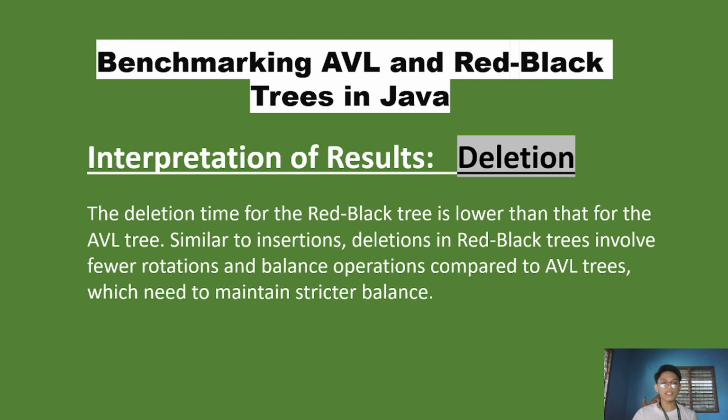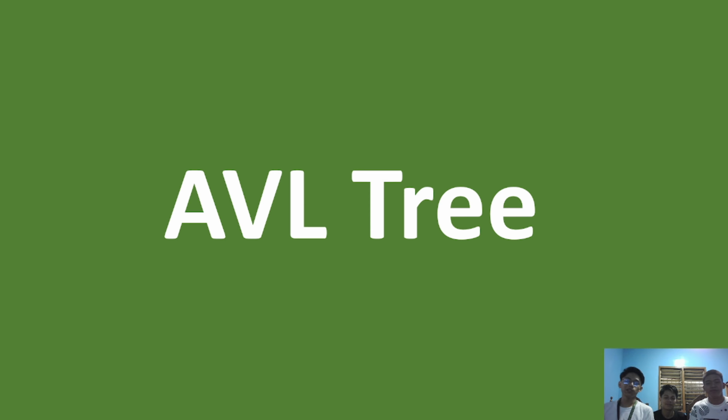The deletion time for the red-black tree is lower than the AVL tree because, similar to insertions, deletions in red-black trees involve fewer rotations, while as we knew, AVL trees need to maintain a stricter balance. So based on those results, we can see that in terms of search time, it is better to use AVL trees, while in terms of insertion and deletion, it is better to use red-black trees. And that concludes our video presentation about the AVL tree algorithm.